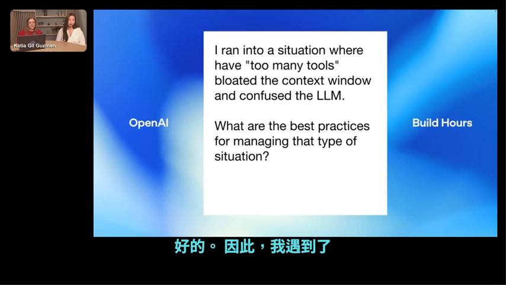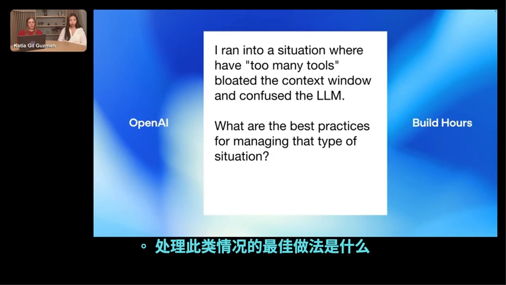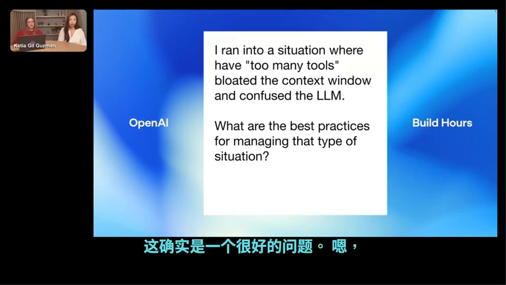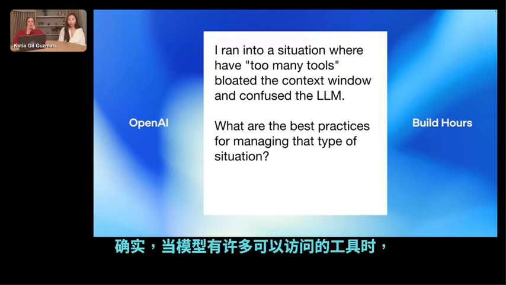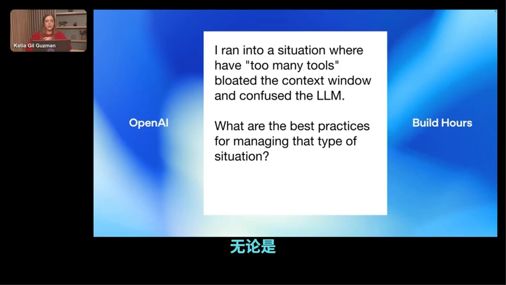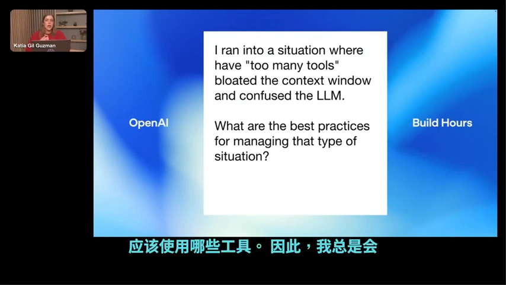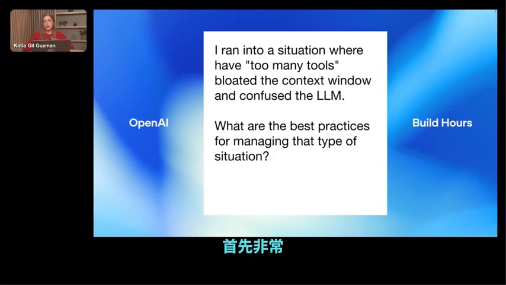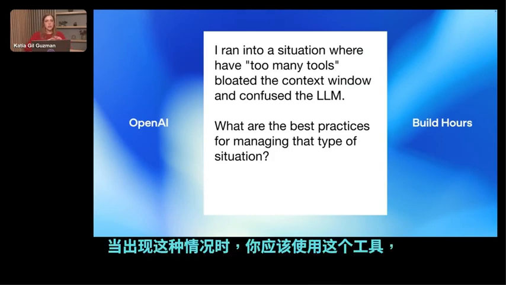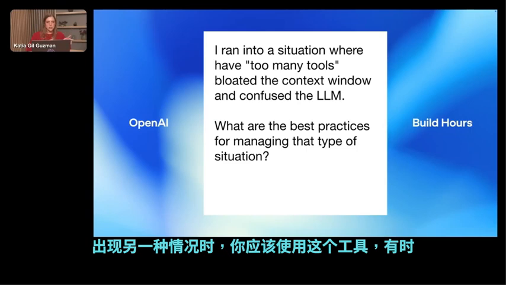Okay, so I ran into a situation where I have too many tools, bloated the context window, and confused the LLM. What are the best practices for managing that type of situation? That's actually a great question. Indeed, when the model has many tools that it has access to, whether it's custom tools or built-in tools, sometimes it can confuse which tools it should use. And so I would always start with prompting the model very thoroughly to tell it, okay, you should use this tool when this situation presents itself and this tool when this other situation is here.